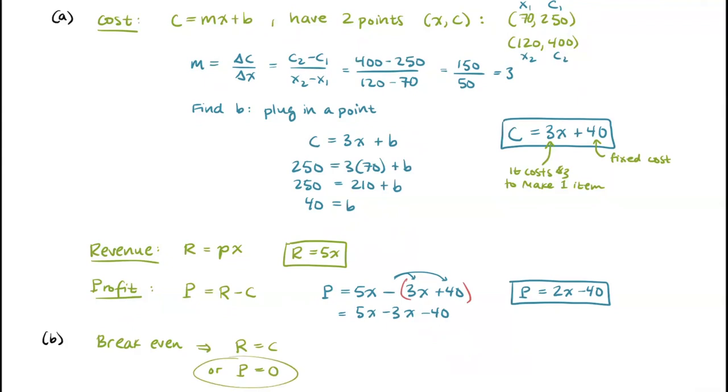So all we're going to do is set profit equal to 0. So I'm going to take my 2x minus 40, set that equal to 0, and solve for x. Okay, so that gives us x equals 20. X equals 20, whatever the units, items we need to sell in order to break even.